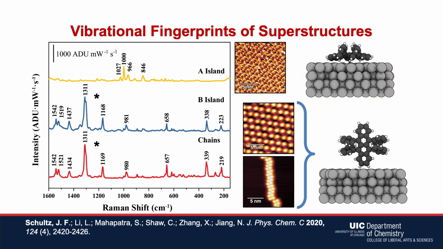TERS revealed unique vibrational fingerprints for each conformation. A rubrene molecule was found to adopt a flat orientation when surrounded within a molecular island, while a decrease in the density of intermolecular interactions results in a vertical orientation.